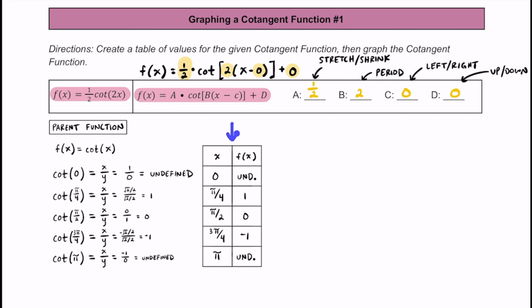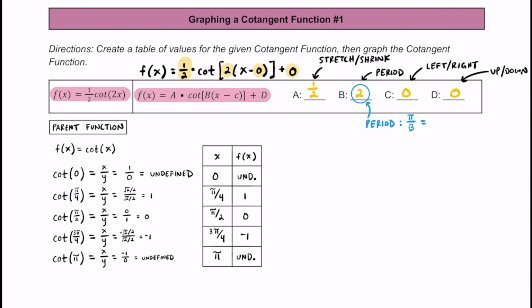So while this table right over here is for f of x equals cotangent of x, let's see if we can start making a table for the actual function we're doing, which is f of x is equal to 1/2 times cotangent of 2x. Now we said earlier that this b value of 2 was going to affect the period, which it will. So let's try to remember our period formula, which for tangent and cotangent is just pi divided by b.